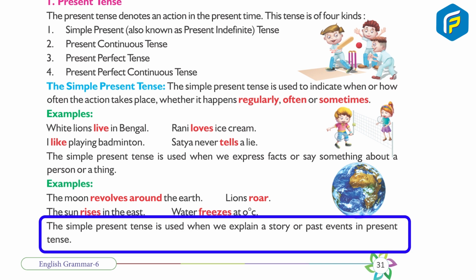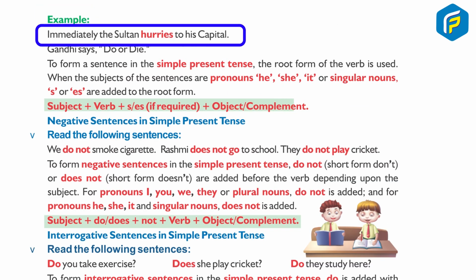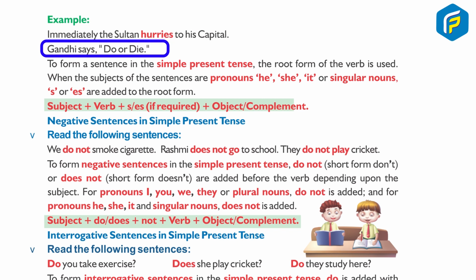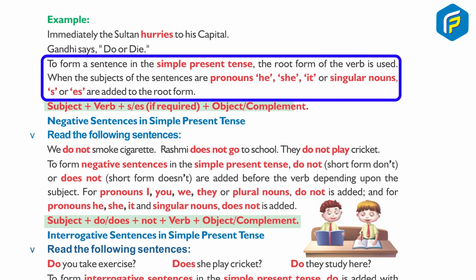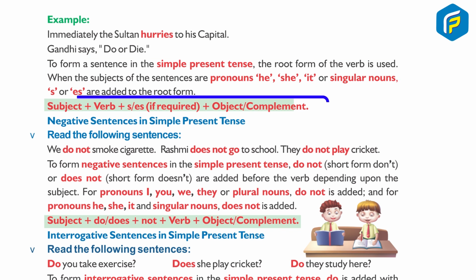The simple present tense is used when we explain a story or past event in present tense. Example: Immediately the Sultan hurries to his capital. Gandhi says, do or die. To form a sentence in the simple present tense, the root form of the verb is used when the subject of the sentence is a pronoun other than he, she, it, or a singular noun. S or es are added to the root form. Subject plus verb plus s/es if required plus object complement.